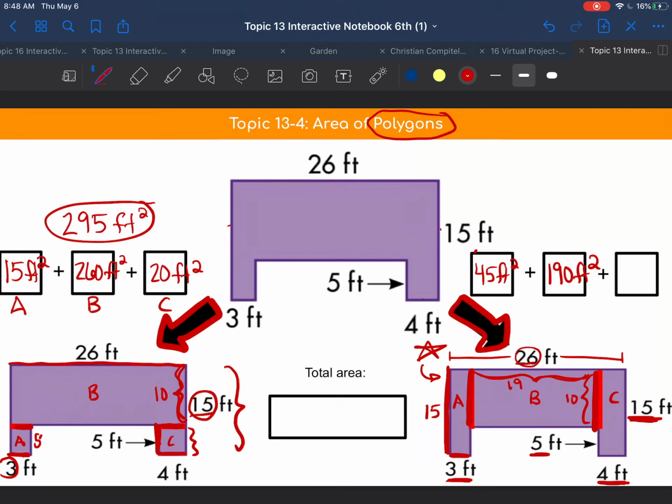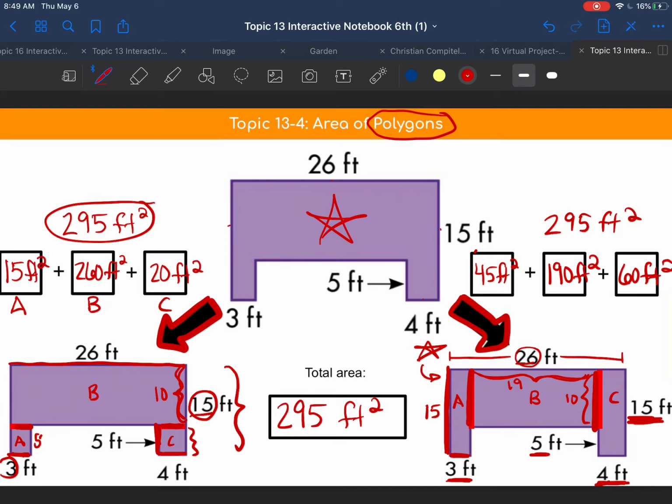So with area of polygons, it's almost like a riddle. You have to try to figure out how to find those missing dimensions. Everything is given, but you may need to add, you may need to subtract to find out what those actual dimensions are. And then this last one, C, we're given 15 times 4, and that is 60 feet squared. So again, if we add all of these things together, we should get 295. Let's find out. 45 plus 190 plus 60. Yep, it gives us 295 feet squared. So the area of this shape right here is 295 feet squared.